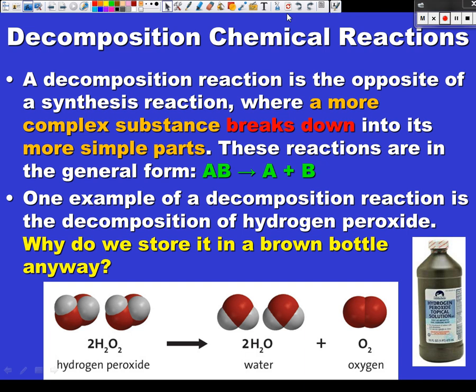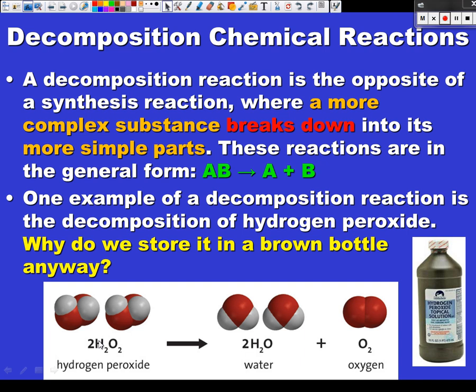One example of a decomposition reaction is the decomposition of hydrogen peroxide. If you notice, we've got H2O2. What's the only difference between hydrogen peroxide and water? There's one more oxygen. It naturally decomposes into water and oxygen. So if I poured hydrogen peroxide into a beaker and left it in the sunlight for a week, could you drink it and possibly be fine? You should be, because you're going to be drinking water.